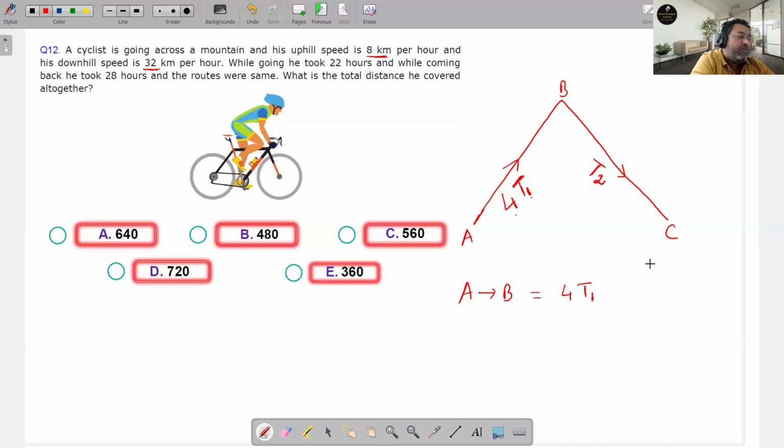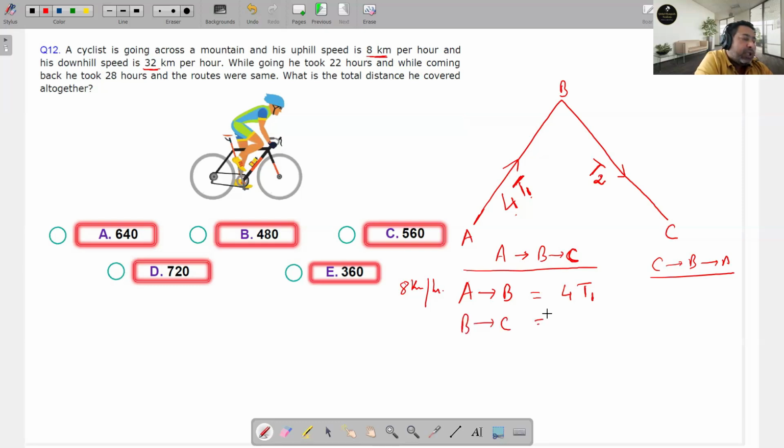So this is when he's going from A to B, and then to C. Let's make a table here also. Sorry, my mistake. It will be C to B and then B to A. So A to B takes 4t1, because his speed was 8 kilometers per hour. This is an uphill distance, correct? Now let's look at B to C. Because he's coming at 32 kilometers per hour, let's take the time as t2.